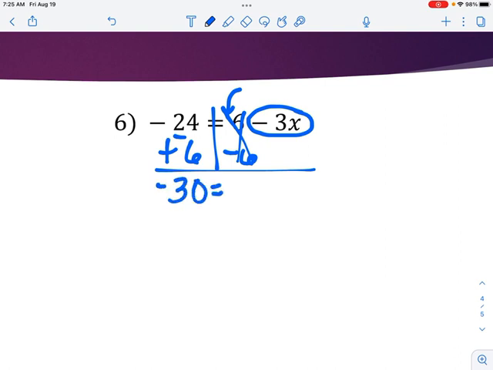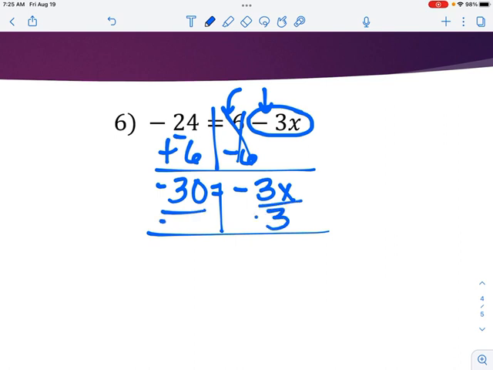Because think about it, you borrowed $24, you borrow 6 more, that's going to put you at $30 in the hole there. Then we carry down. Now, you have to make sure you carry that negative with the 3x. So now when we come down to the next step, I'm negative 3 times x. So to undo that, I am going to divide both sides by a negative 3. So that's going to get me 10 is equal to x.